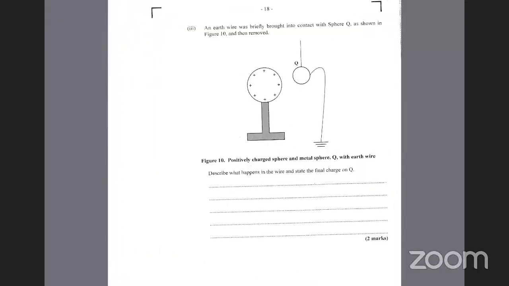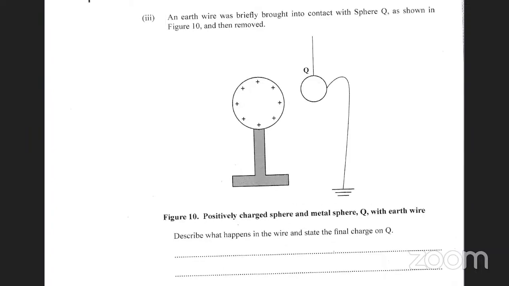And then last part. An earth wire was briefly brought into contact with sphere Q, as shown in figure 10, and then removed. Describe what will happen. So think about what it does. What does the earth do?